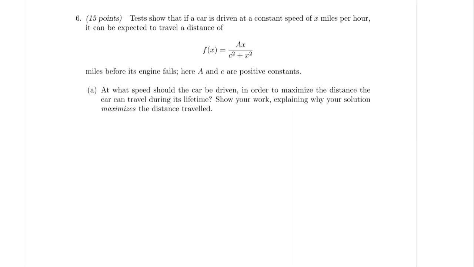Problem 6 in the practice exam from spring 2019. Tests show that if a car is driven at a constant speed of x miles per hour, it can be expected to travel a distance of f of x equals a times x divided by c squared plus x squared miles before engines fail. Here, a and c are positive constants, so a and c are just numbers. We don't know what they are, but they're some numbers. At what speed should the car be driven in order to maximize the distance a car can travel during its lifetime? So what do we do here?